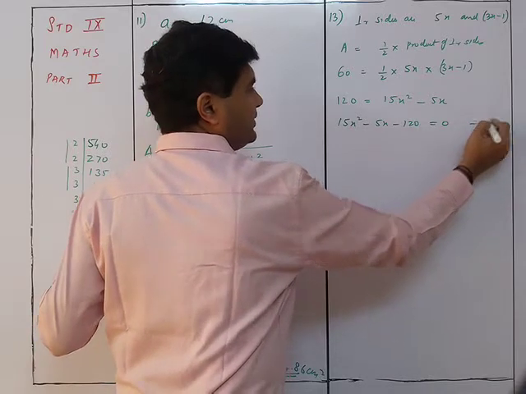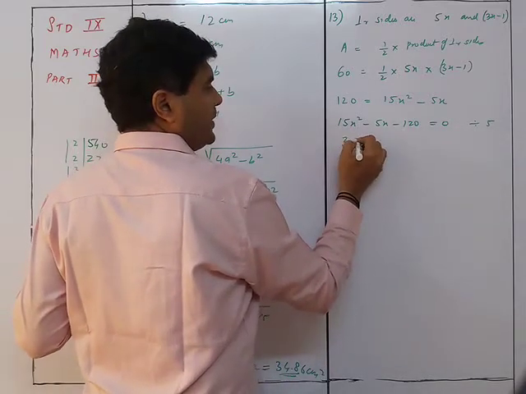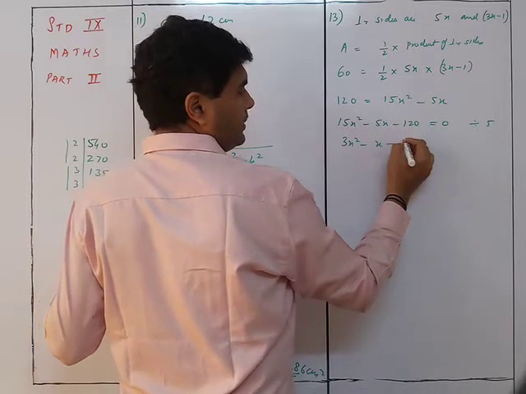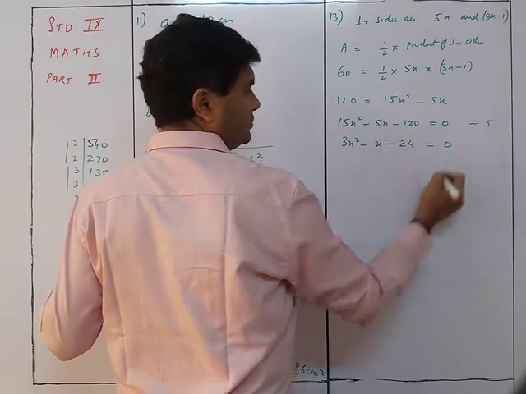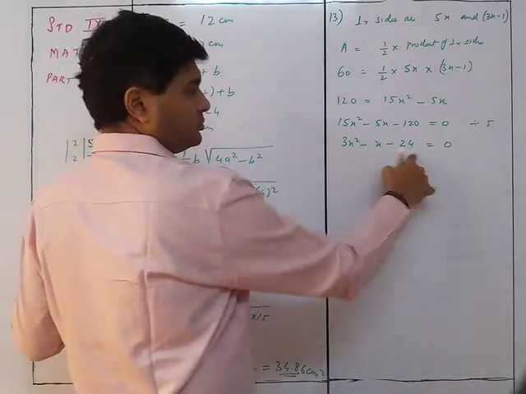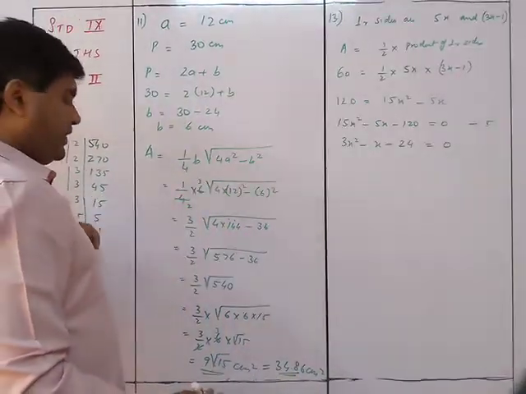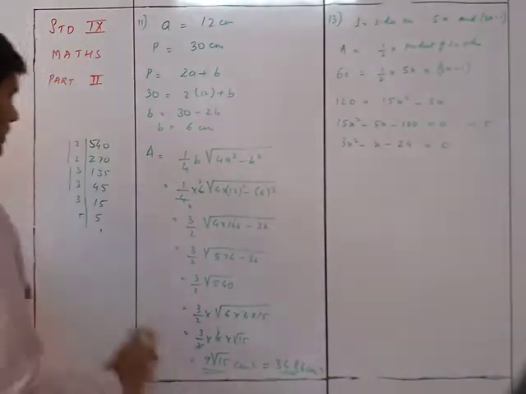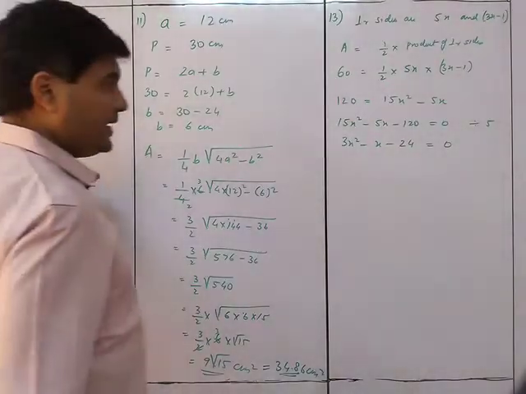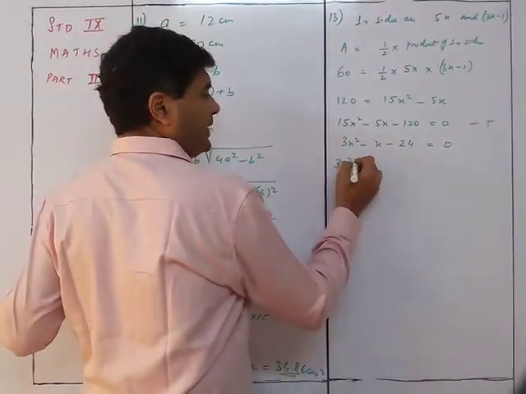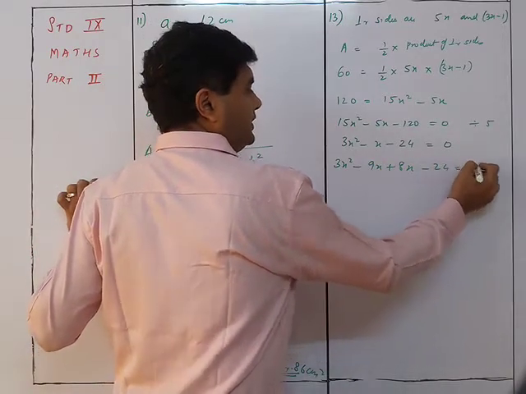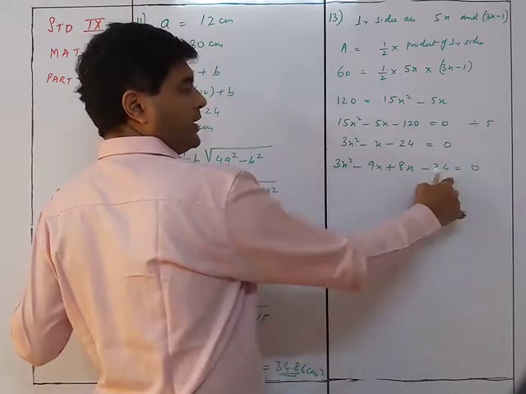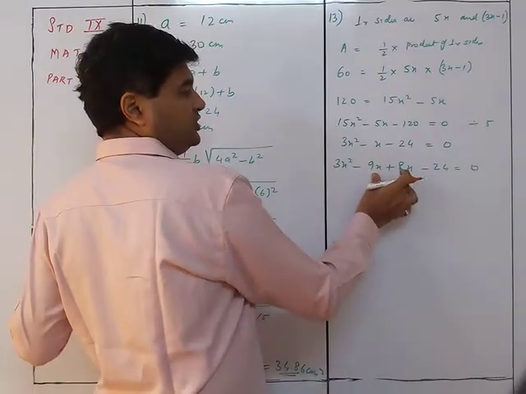You can divide this equation by 5. So you get 3x square minus x minus 24 is equal to 0. Product will be 24 into 3, 72, and difference is 1. So we'll take 3x square minus 9x plus 8x minus 24 is 0. Product of these two is the product of these two, and the difference of these two is this thing.